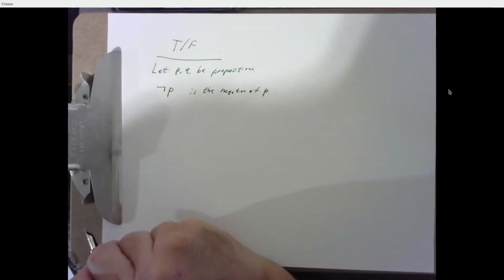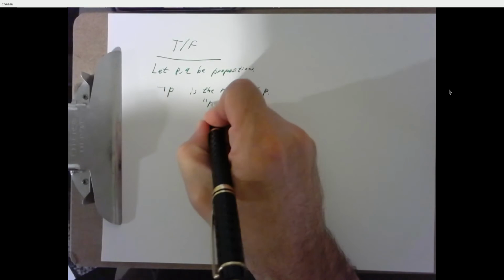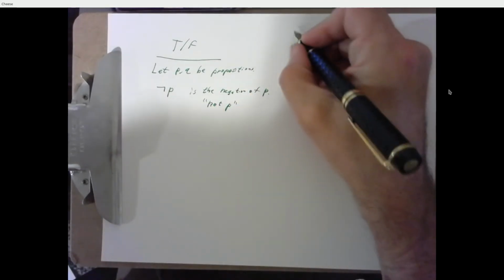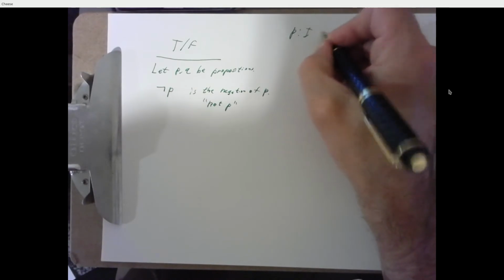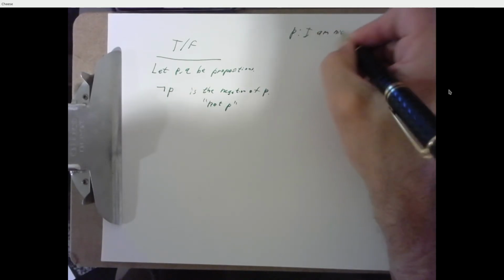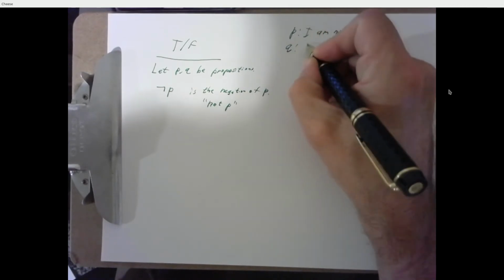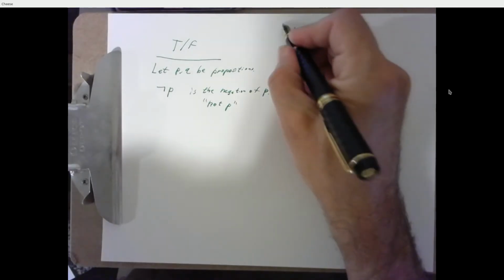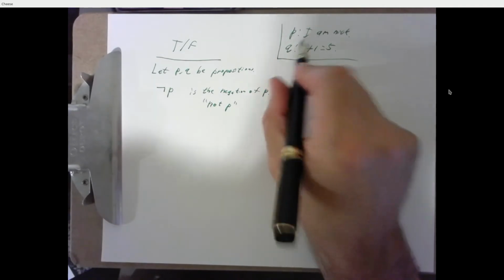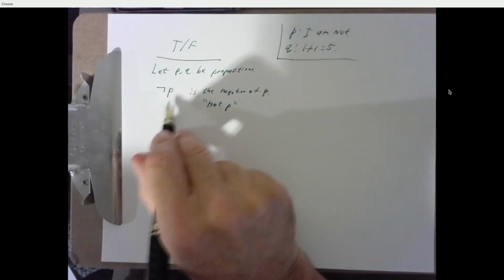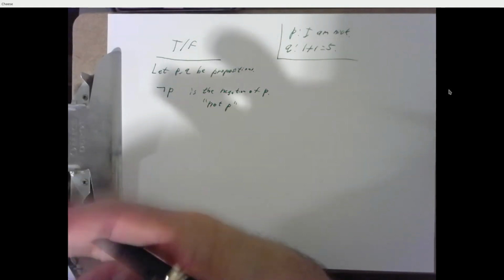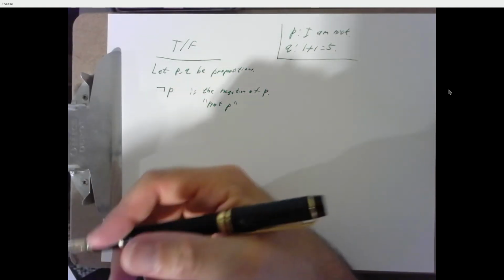And we sometimes write this as not P. So for example, P might be the proposition "I am Nick," and Q might be the proposition "1 plus 1 equals 5." So if this is the proposition P, "I am Nick," then not P is the proposition "not I am Nick," which in English we would probably say "I am not Nick."